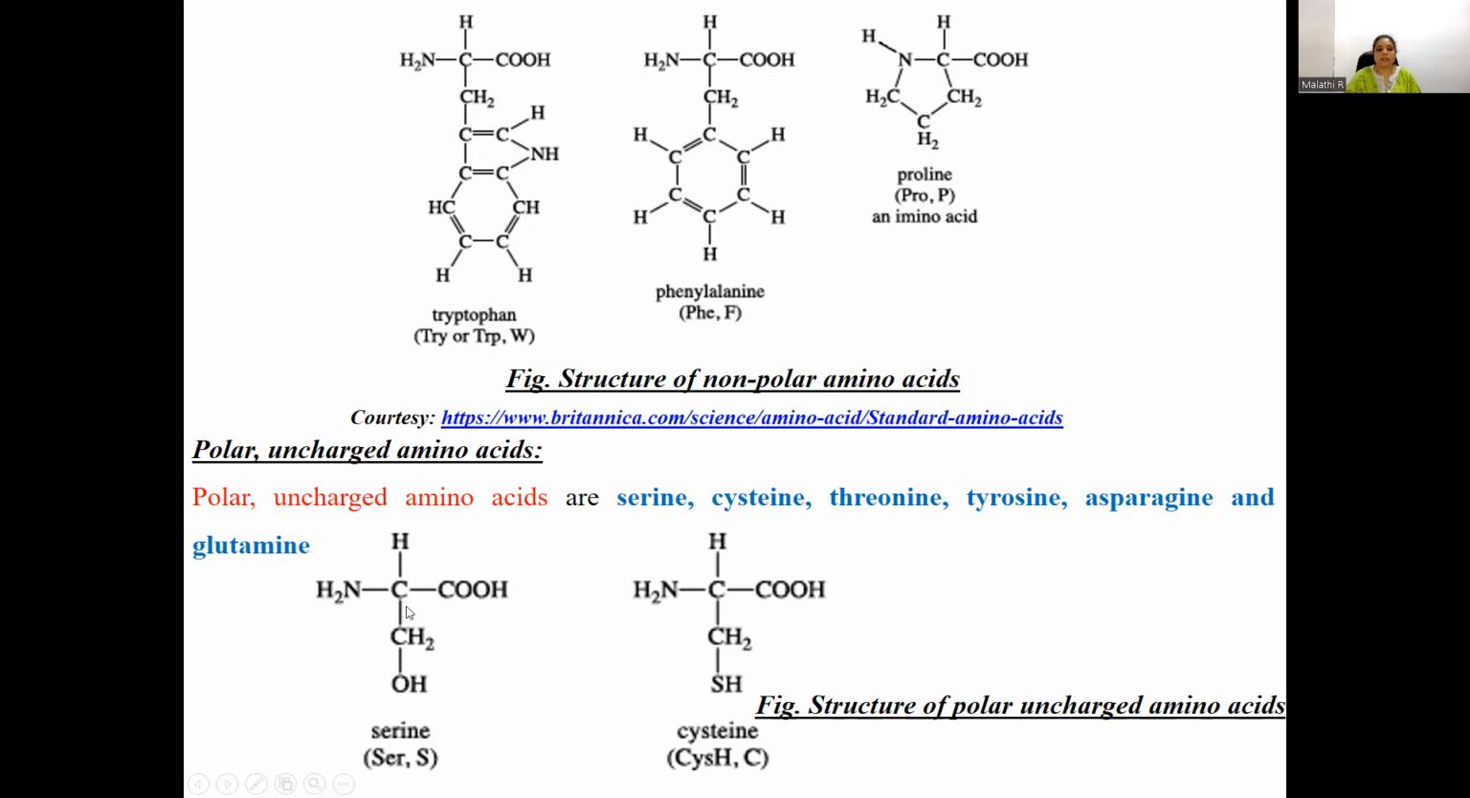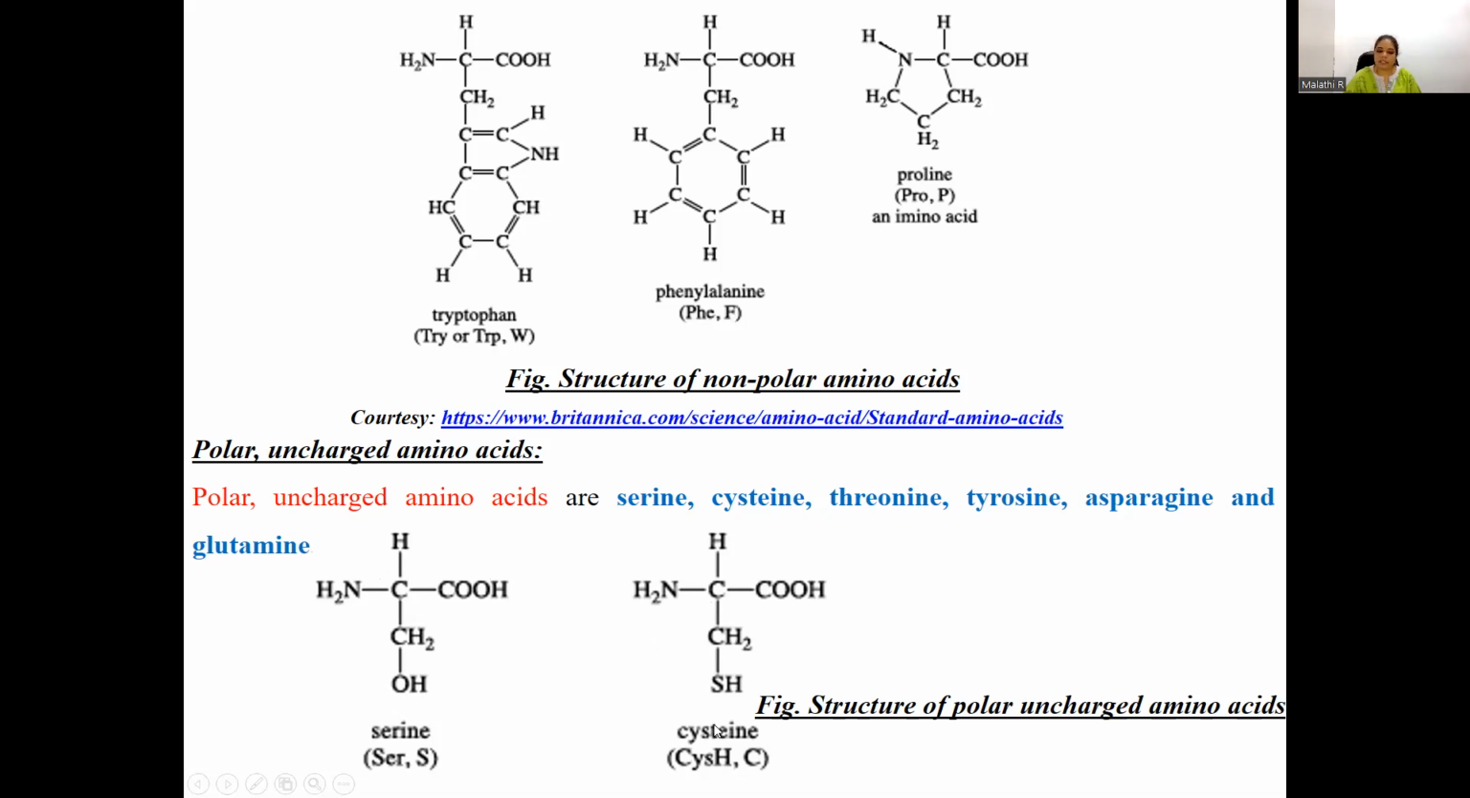We'll see the general R group structure for these amino acids. Serine has an OH group, so we call it a hydroxyl amino acid. You can see NH2 is common, COOH is common, H is also common. Already in the previous class we studied that the amino group, acid group, and H are all common. So here the R group is CH2OH for serine.